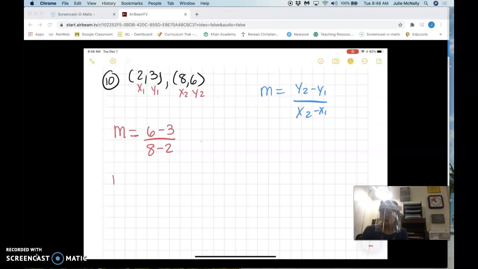Okay, and then just simplify. 6 minus 3 is 3, and 8 minus 2 is 6. And what does 3 over 6 reduce to? 1/2. So the slope of this line is 1/2.